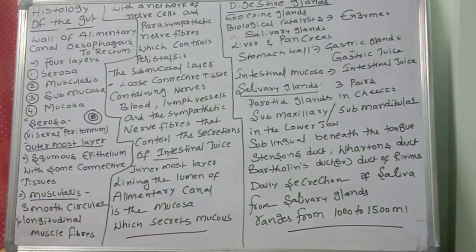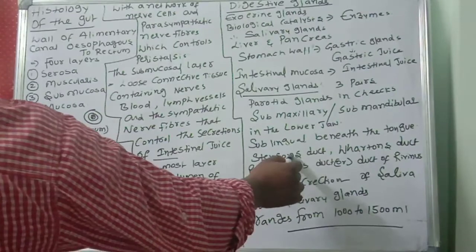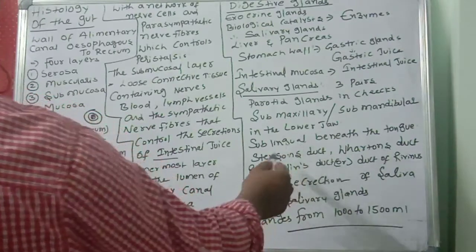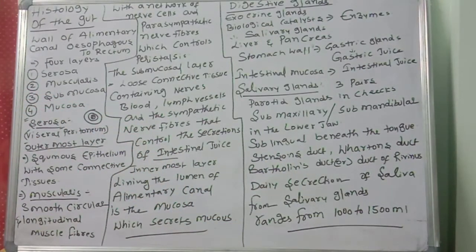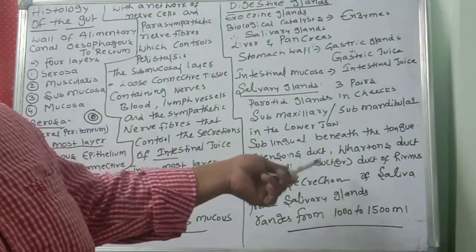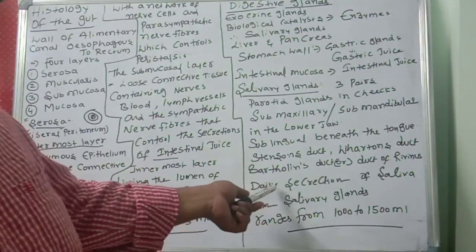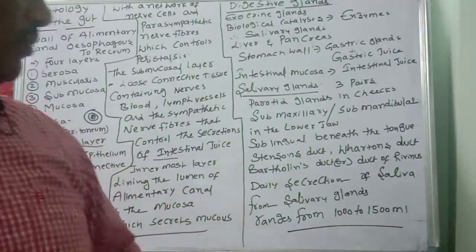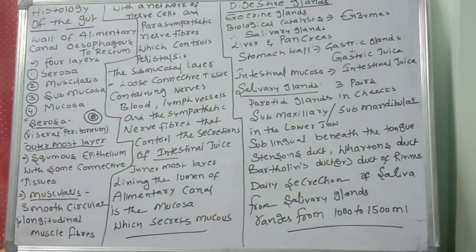What are those? Come on. Sublingual. Okay, what are the duct names? Stenson's duct, Wharton's duct, Bartholin's duct or duct of Rivinus. These are very important ducts through which the salivary glands pour the saliva into the oral cavity or mouth. Next, the daily secretion of saliva from salivary glands ranges from 1000 to 1500 ml. How much saliva? Nearly 1000 to 1500 ml of saliva is secreted daily from the salivary glands.